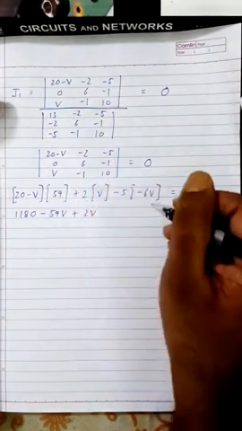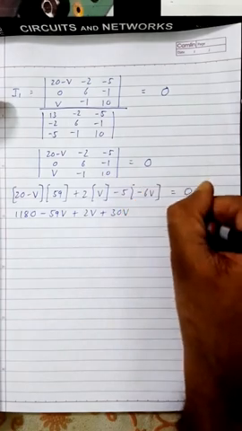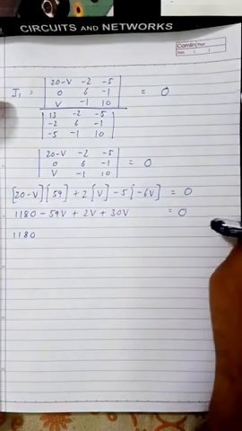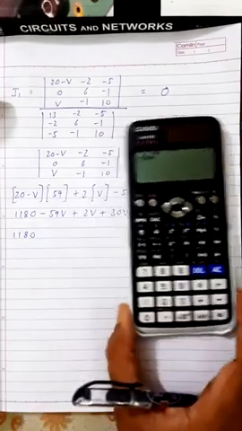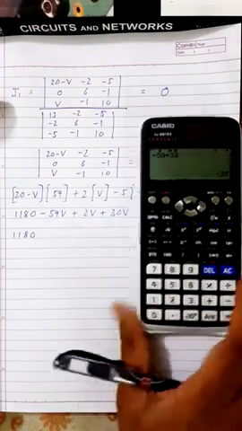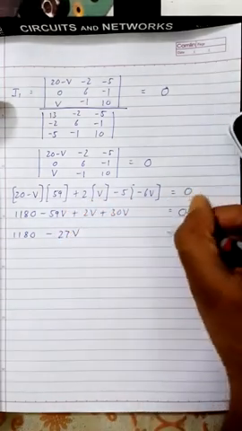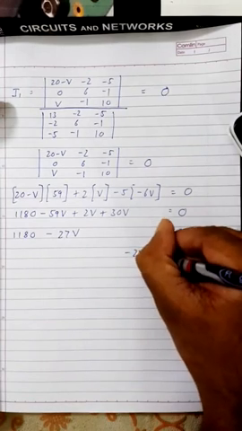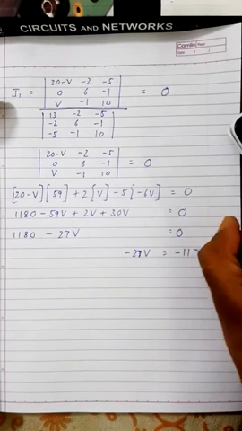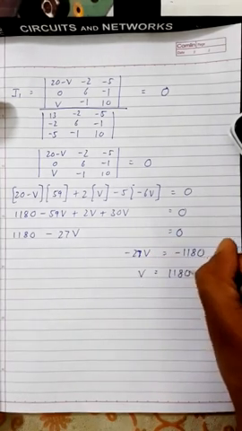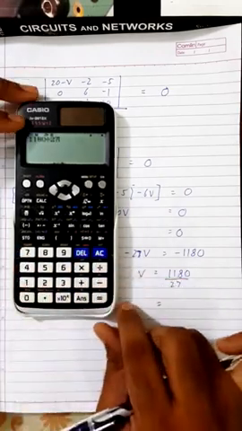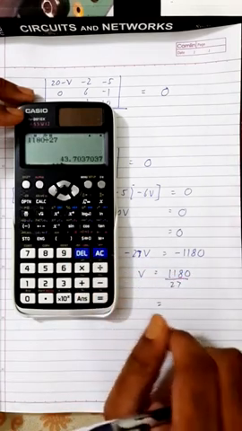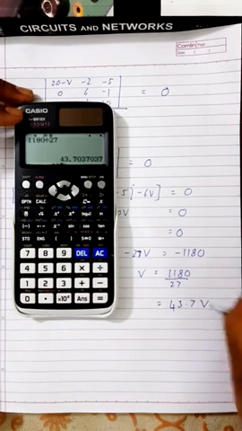plus 2V plus 30V is equal to 0, right? Or in other words, 1180, and here we have, let me see, what is minus 59 plus 32, is minus 27. So we have minus 27V is equal to 0. Or in other words, minus 27V is equal to minus 1180, or V is equal to 1180 by 27. 1180 divided by 27 is 43.7. So the answer is 43.7 volts.